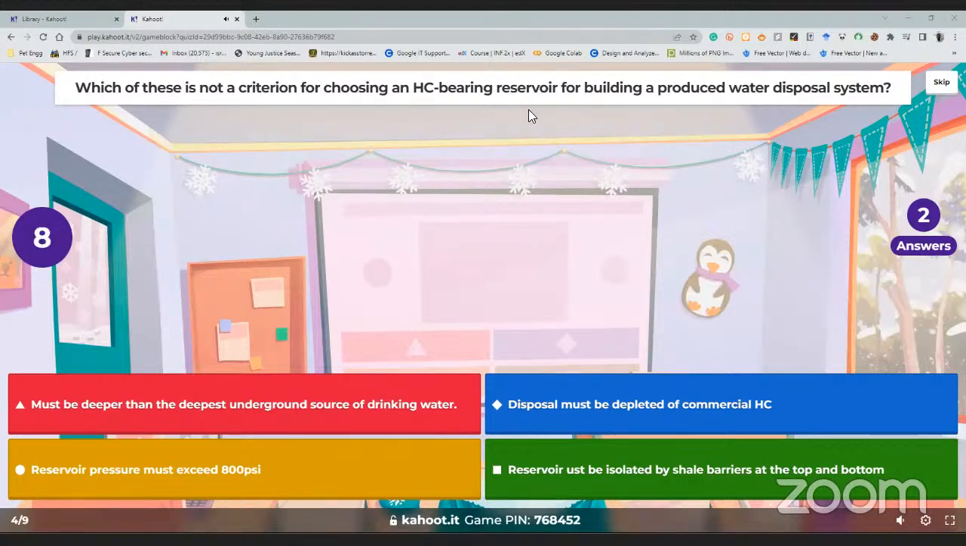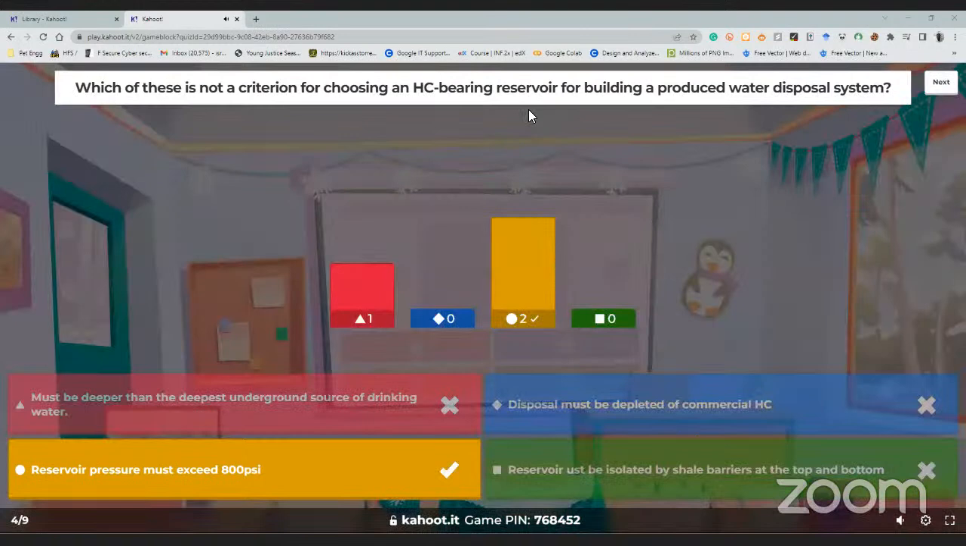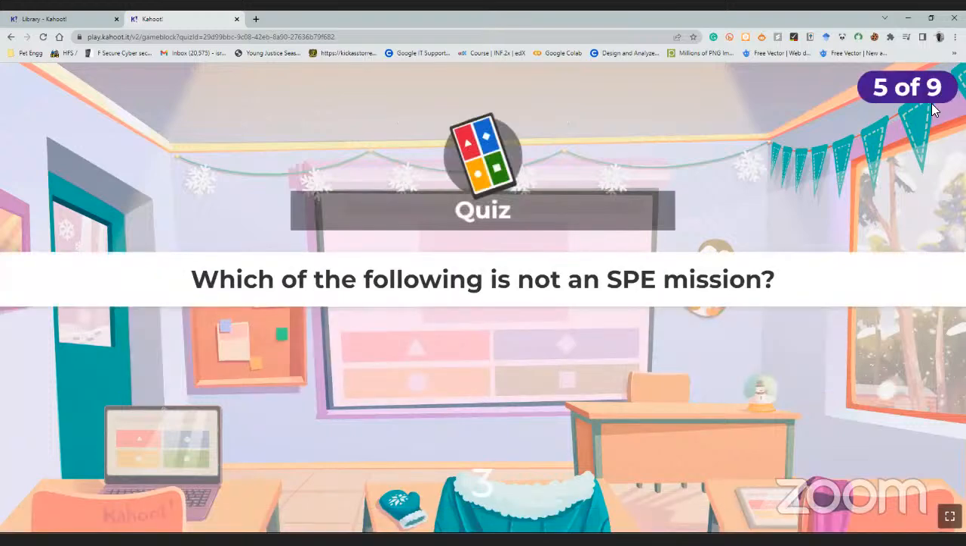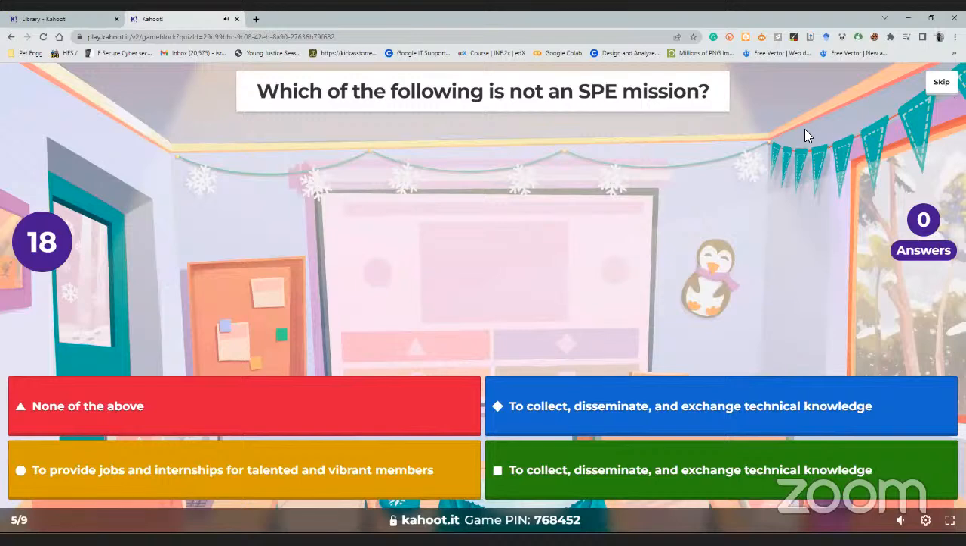Okay, our answers are coming in. All right, so I think we got the correct answers, two of our players got it correctly. Reservoir pressure was not one of the things stated by the speaker today. It must still be deeper than the deepest underground source of drinking water. So we have Engineer C leading the scoreboard. Our next question, which of the following is not an SPE mission?